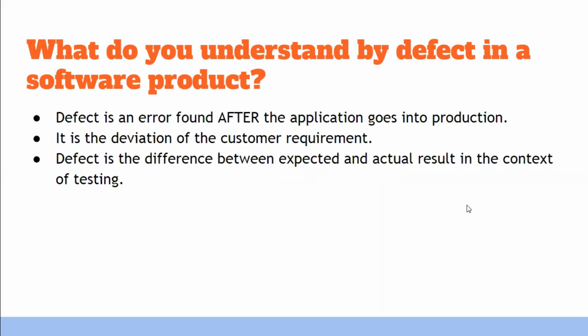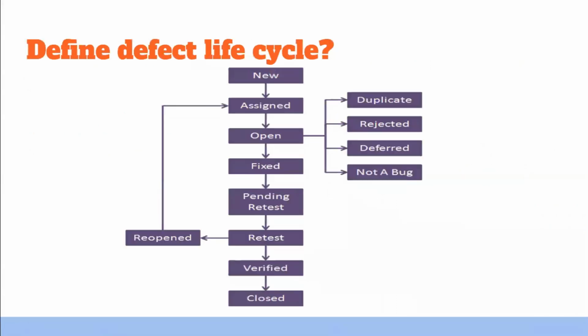What questions can be asked, like, what do you understand by a defect in a software product? A defect is an error found after the application goes into production. It's the deviation from the customer's requirement, or the deviation from what you were expecting. The difference between the expected and the actual output is known as a defect or a bug. Now, define defect life cycle. Whenever you catch a defect, you call it a new defect. So the first stage of the defect life cycle is that a new bug is introduced.